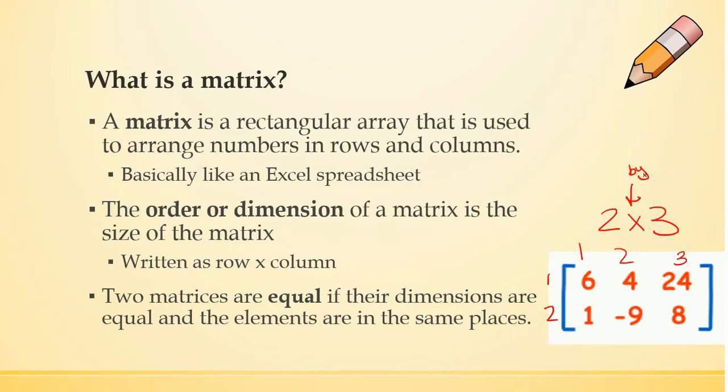Okay, two matrices are considered equal if their dimensions are equal, so they're both 2 by 3s, and the elements are in the same places. So if a 2 is in the space 1, 1, on the other matrix, it has to be 1, 1 as well.